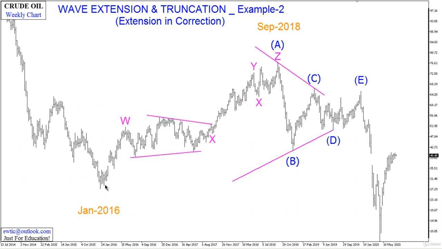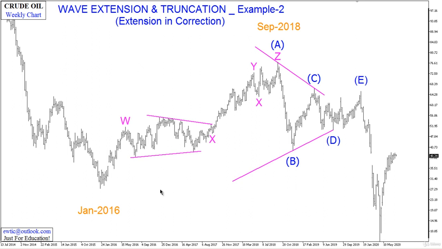You have ABC for W, you have ABCDE, a triangle, wave X, then you have A, B, expanding diagonal, wave C for wave Y, right? Then you have sharp move for wave X, then you have A, triangle B, and C for wave Z for wave A of the triangle. This is triple zigzag in wave A position, W, X, Y, X, Z. So this is the extension in the correction. This usually happens in a triangle. One wave out of 5 waves usually extends in a triangle, right?